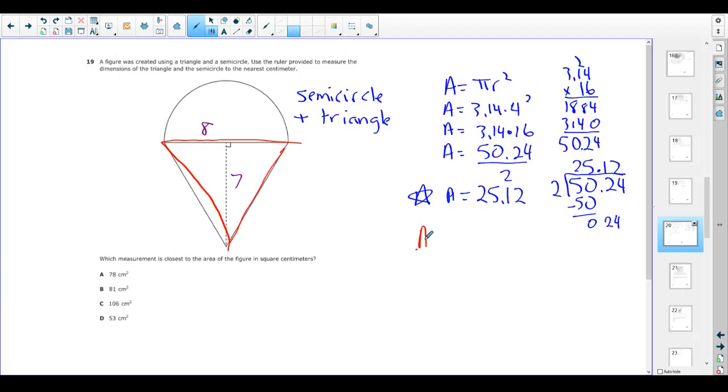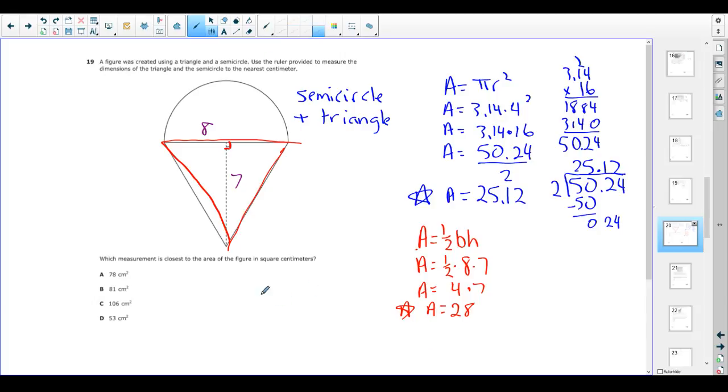Formula of a triangle is 1/2 base times height. That's just going to be 1/2 of 8 times 7. And notice we could have measured these lengths, but that's not the base and height because base and height have to meet at this right angle here. So I don't actually care what those two lengths are. Let's do 1/2 of 8 is 4 times 7 is 28, and that is our triangle.